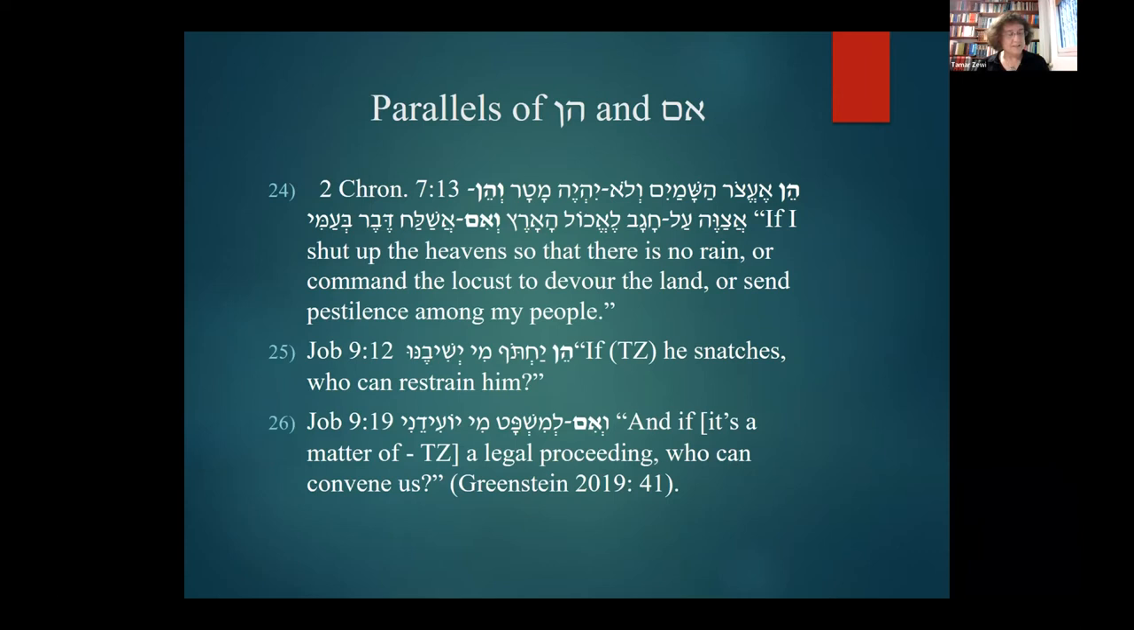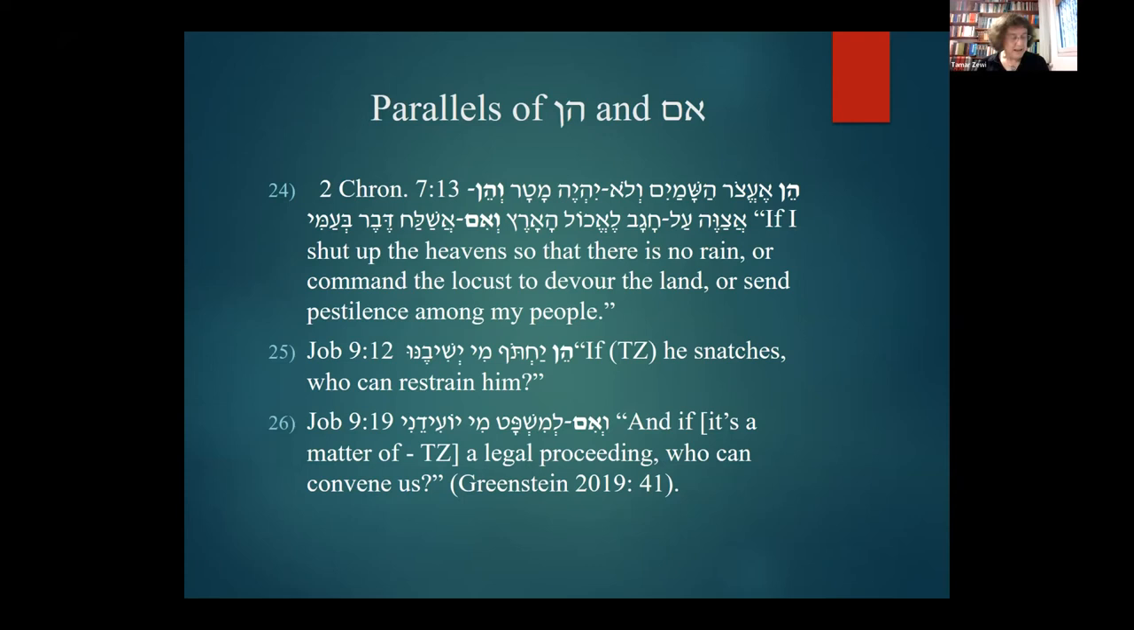This suggestion is further supported by the structural similarity between the use of hen and im in two adjacent verses in Job. The first, mentioned above as example 12, with hen: Job 9:12, hen yachtof mi yeshivenu. If he snatches, who can restrain him? And the second with im, Job 9:19, ve'im lemishpat mi yoideni. And if it's a matter of a legal proceeding, who can convince us?